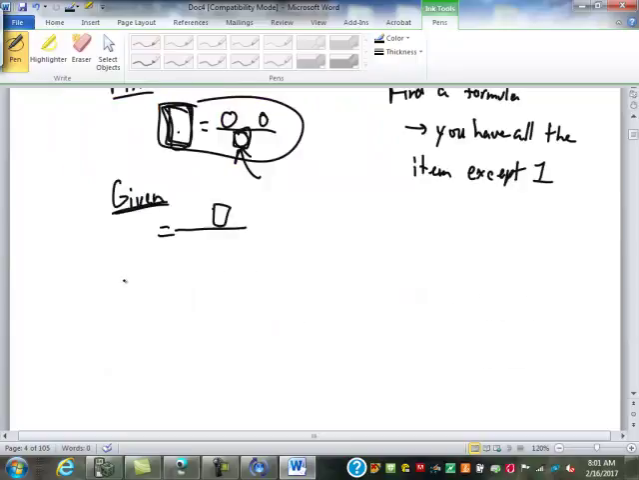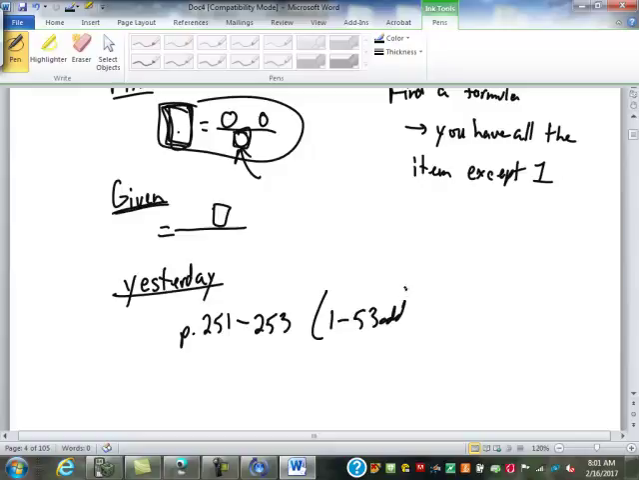So just a little bit of review from yesterday. Remember, yesterday you were assigned page 252, I believe, actually starting on page 251 through 253. We had assigned 1 through 53, the odds. Today, we're going to start on page 254, and I'm going to have you work on 55 through 63, the odds.